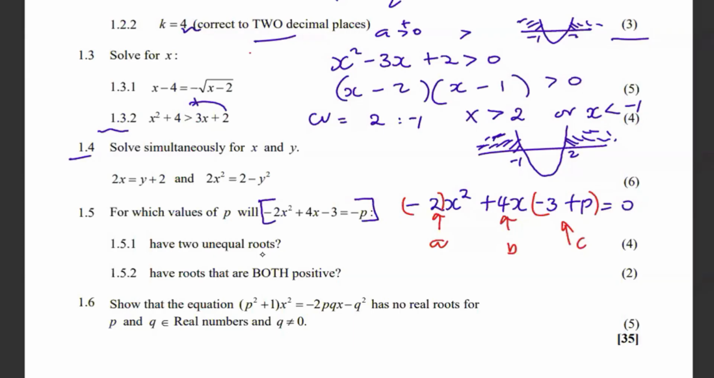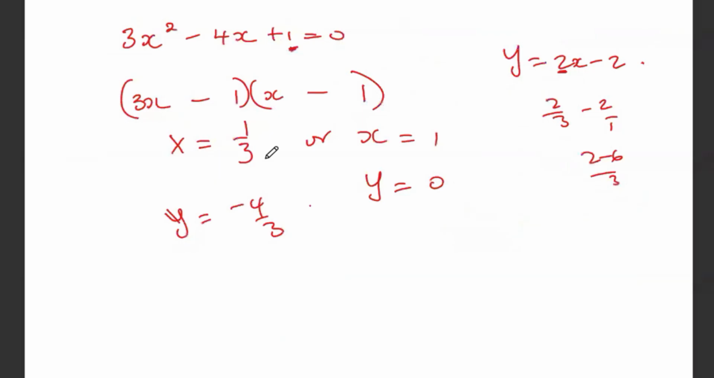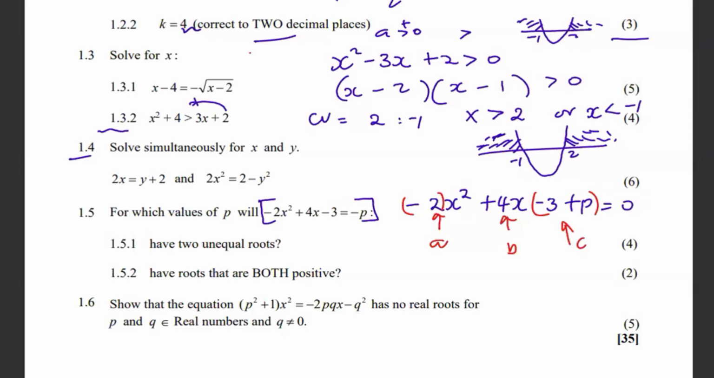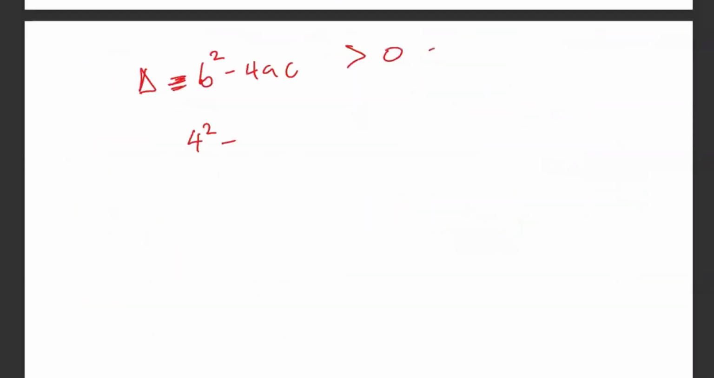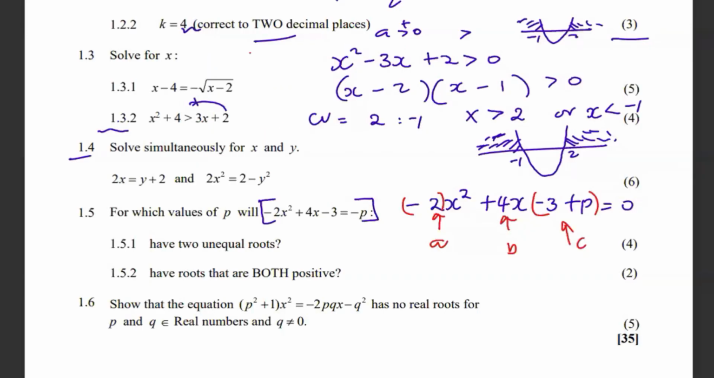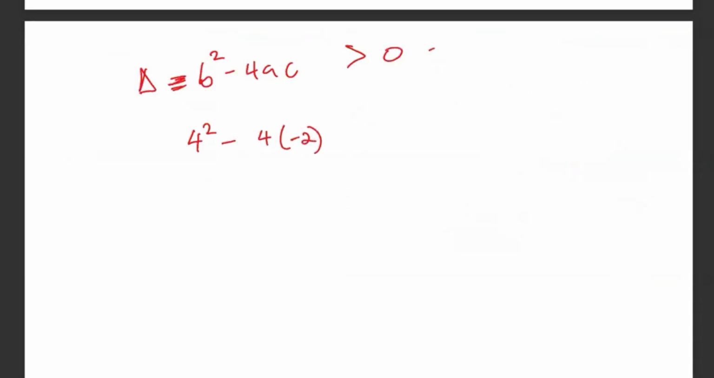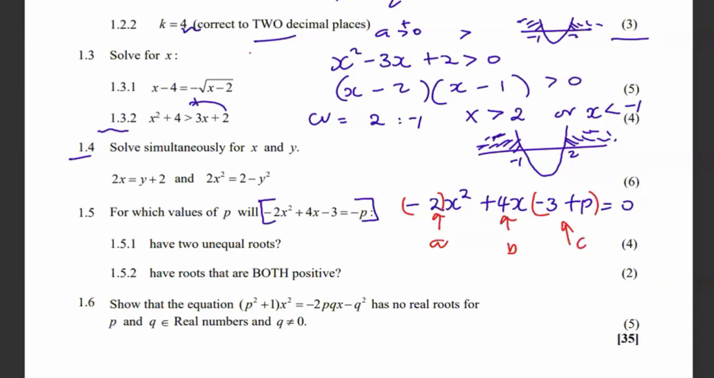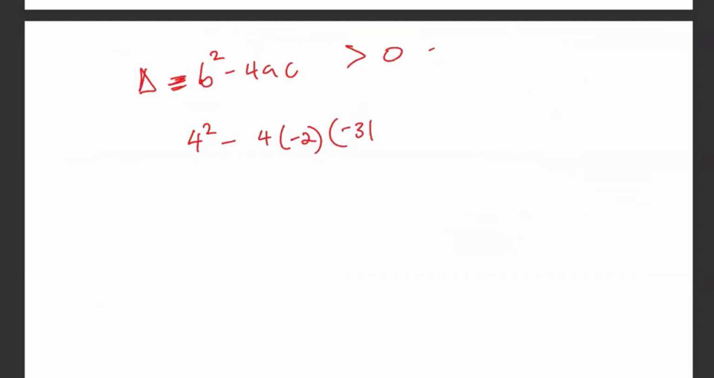So the condition is that the discriminant needs to be greater than 0. We know that the discriminant is b squared minus 4ac. It must be greater than 0 for us to have unequal roots. Our b is 4, so that's going to be 4 squared minus 4. What's our a? Our a is negative 2. What is our c? c is negative 3 plus p. Must be greater than 0.